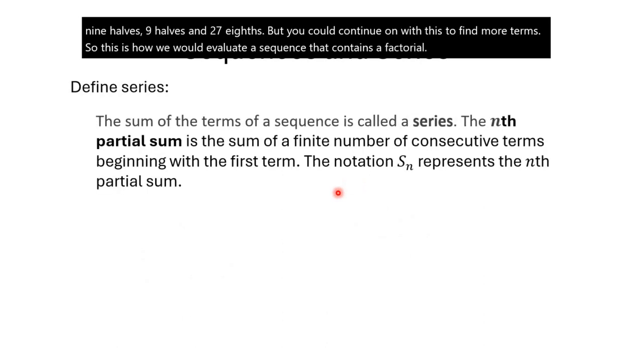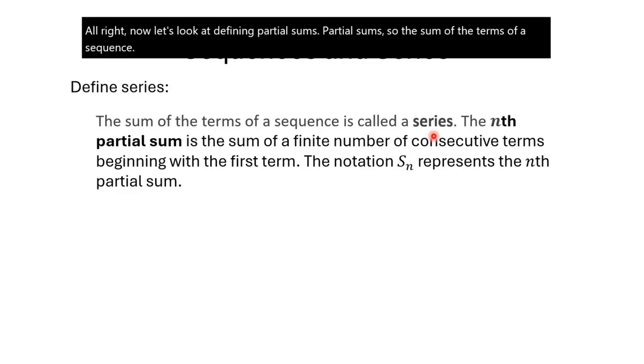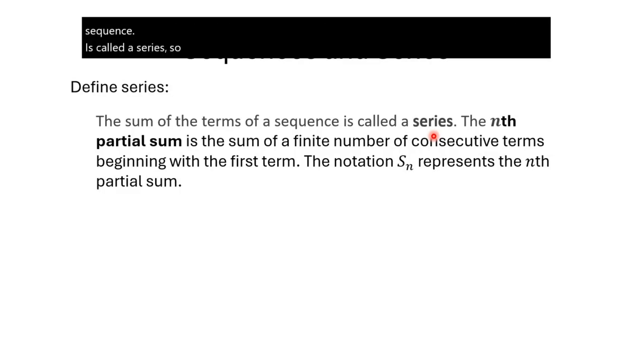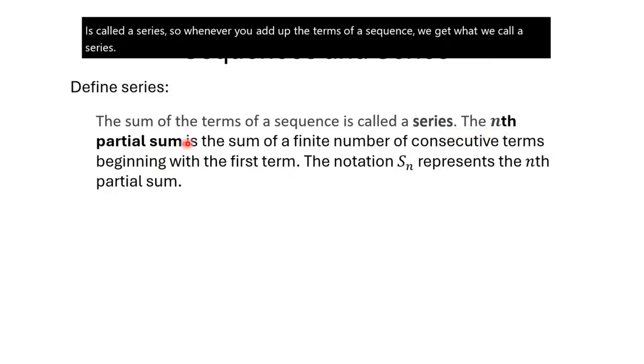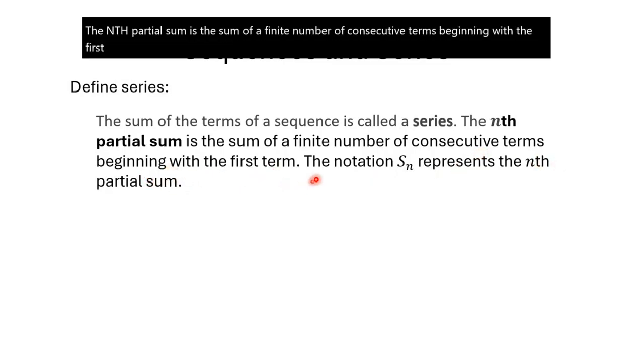All right, now let's look at defining partial sums. So the sum of the terms of a sequence is called a series. Whenever we add up the terms of a sequence, we get what we call a series. The nth partial sum is the sum of a finite number of consecutive terms beginning with the first term. So the notation Sn represents the nth partial sum.